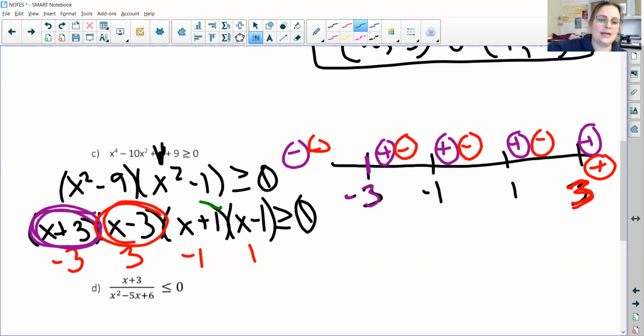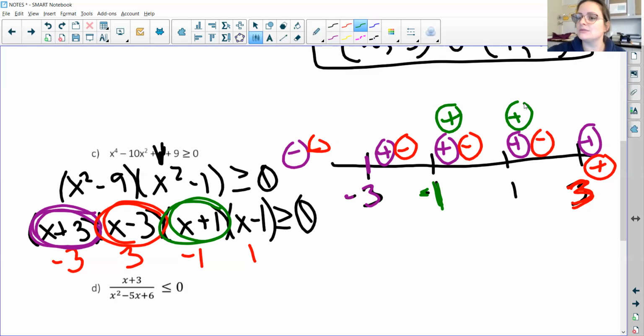Okay. Now let's look at this factor in green. The root associated with that one is -1, because when x is -1, this factor that I've circled in green will be equal to 0. If x is larger than -1, this factor in green will be positive. If x is less than -1, this factor that I've outlined in green will be negative. And that concludes that factor.